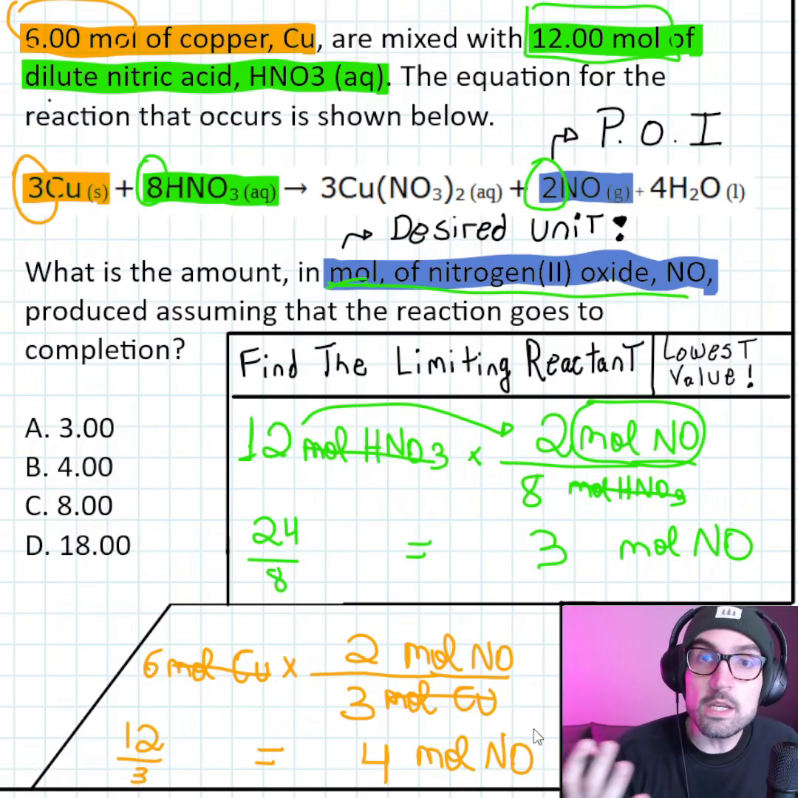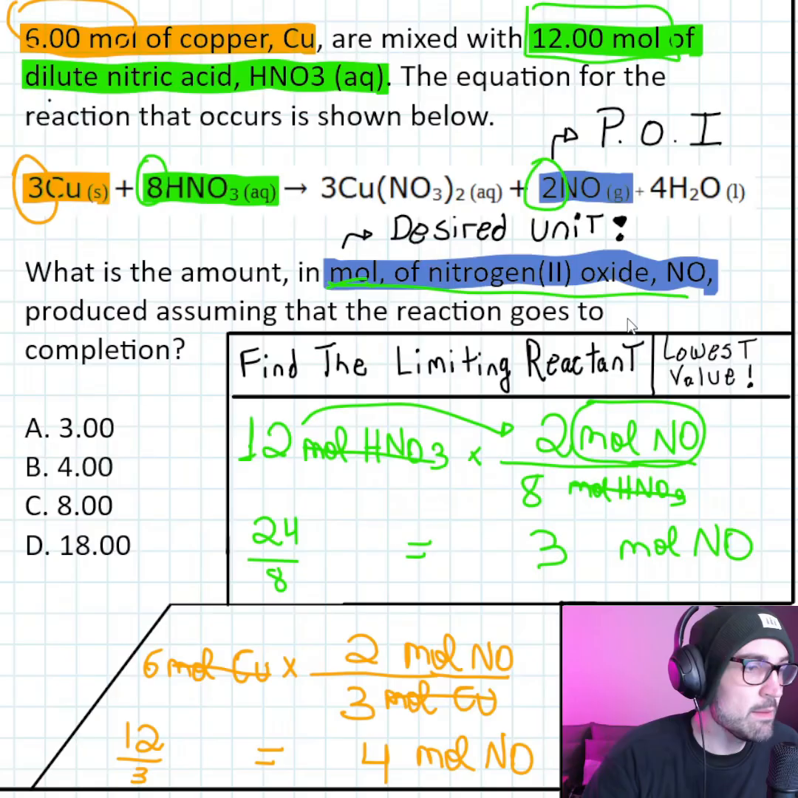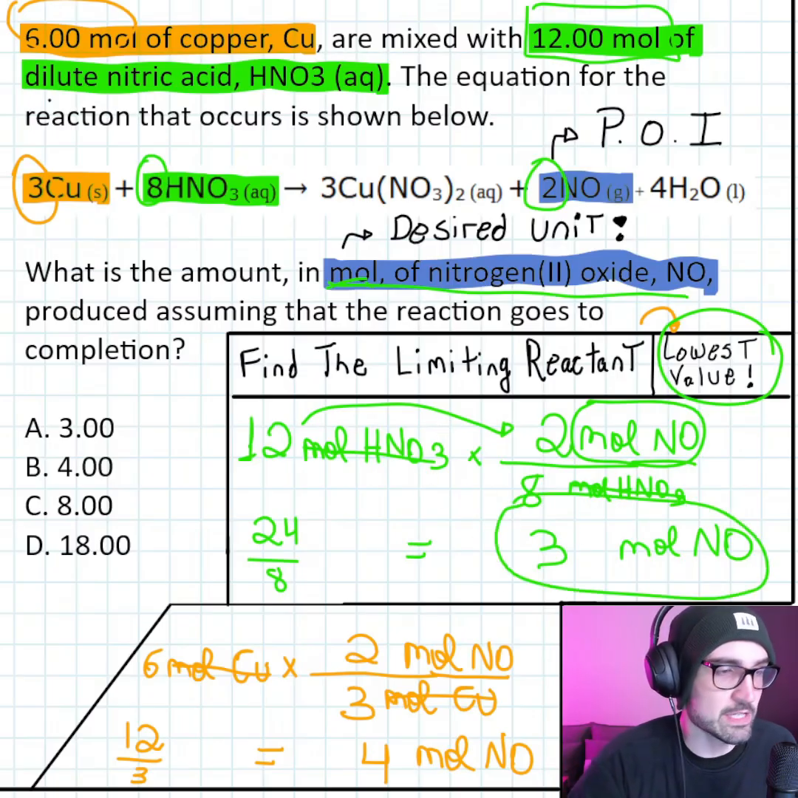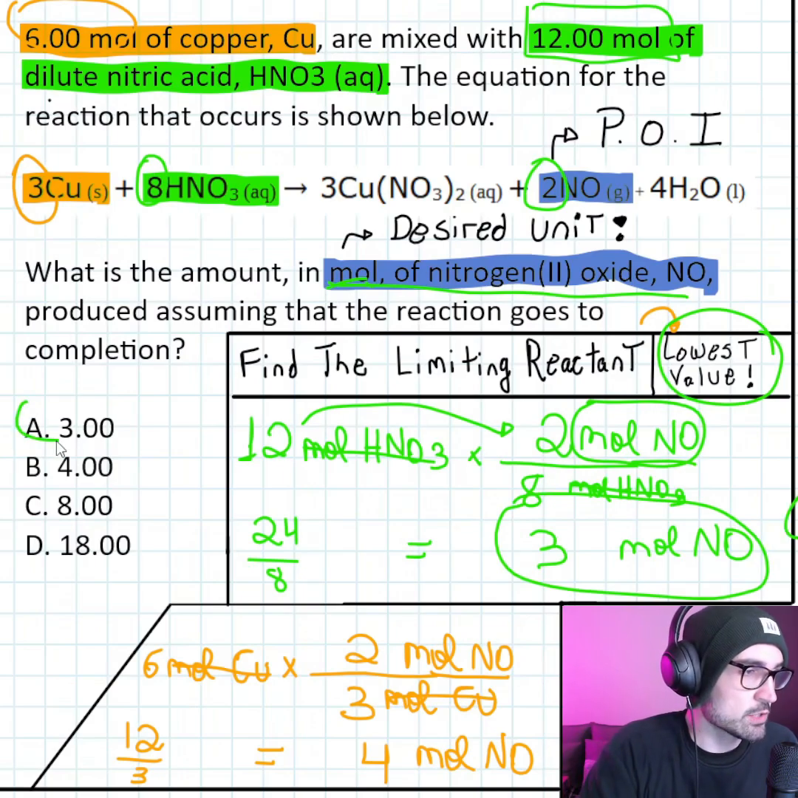So which one is the right answer? Well, the limiting reactant, which implies the actual value that is going to be produced, is always the lowest value when you're comparing 2 reactants and a product of interest. So if our stoichiometry with copper yielded 4 mole of our product of interest, and our stoichiometry with nitric acid yielded 3 mole, this is the lowest value. Therefore, this is the correct value, alternative A.